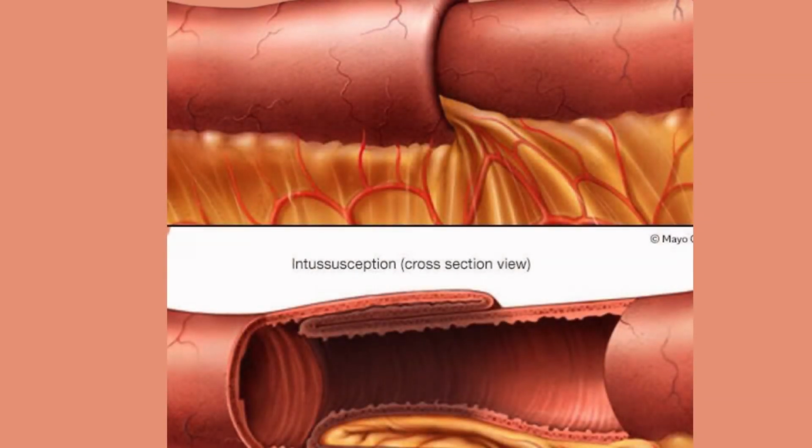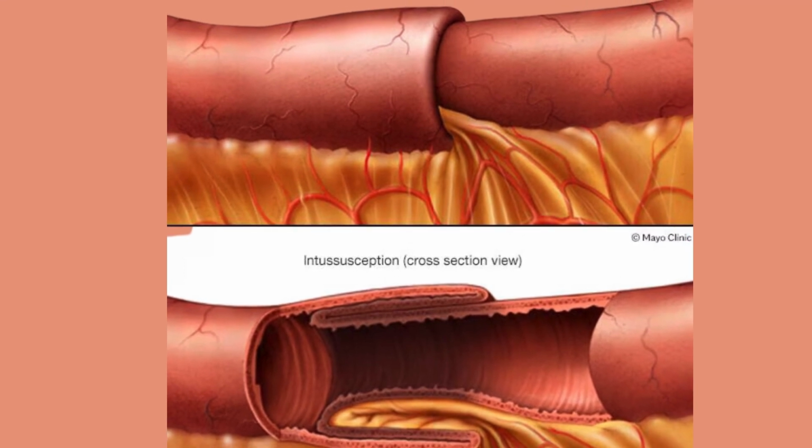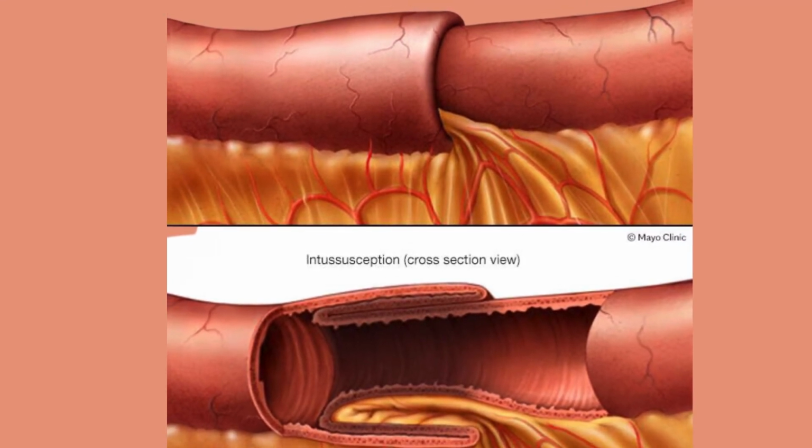What is intussusception? Intussusception is a condition that primarily impacts infants and young kids. It occurs when one part of the intestine folds into itself like a telescope. This folding action can lead to complications, including bowel obstruction and reduced blood flow to the area.